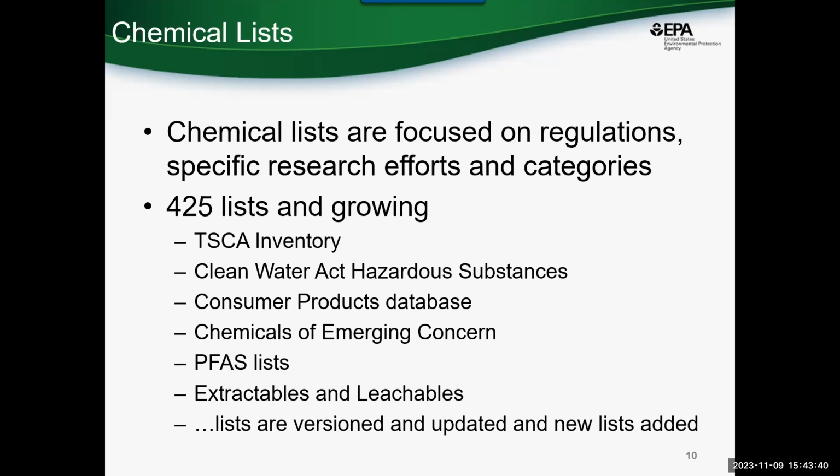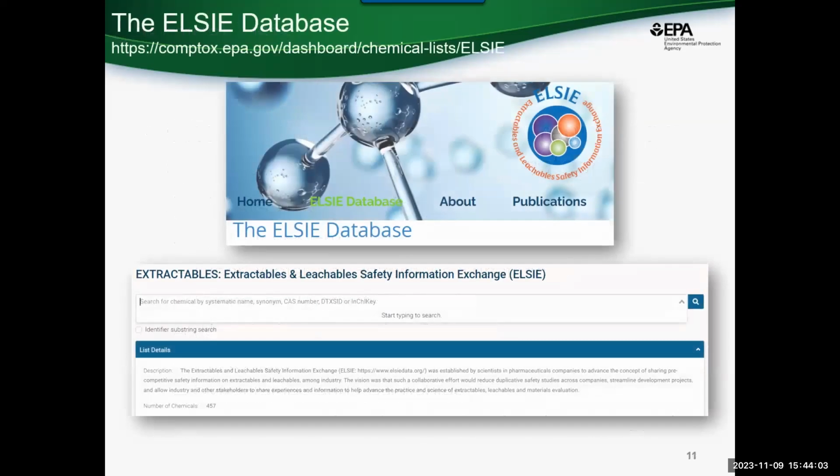We cannot share confidential business information via this application. We will also have a list for the Clean Water Act hazardous substances. There's a regulation coming out from the EPA by the end of the year. That list is already available. Consumer products database that we built, chemicals of emerging concern, extractables and leachables, 425 lists and growing. This week I've worked on 3 more. They will be updated in the next couple of weeks. Here's an example. So the LC database is a public resource.